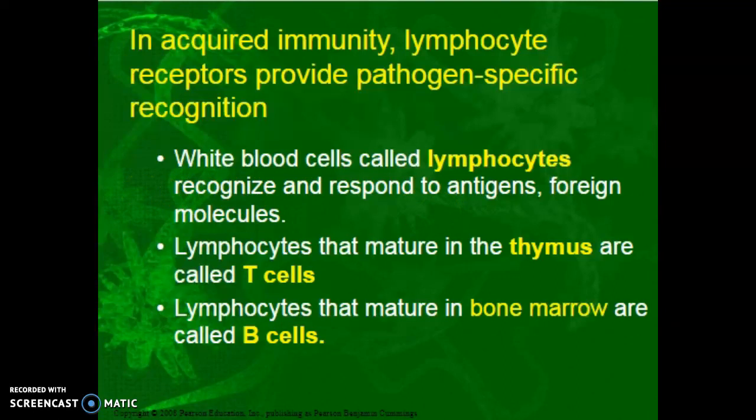Hopefully you know what the word antigen means. If you don't, pause the video and look it up. Or just recognize that they're foreign molecules. Lymphocytes that mature in the thymus are called T cells. Lymphocytes that mature in the bone marrow are called B cells.